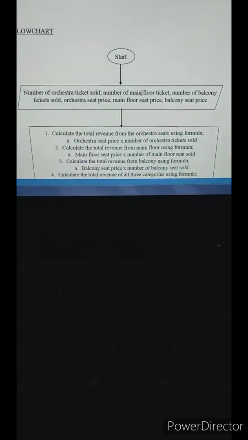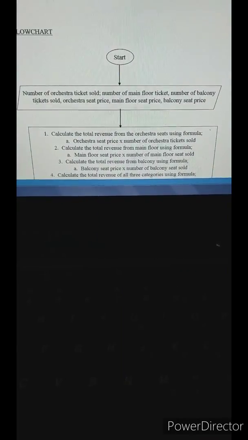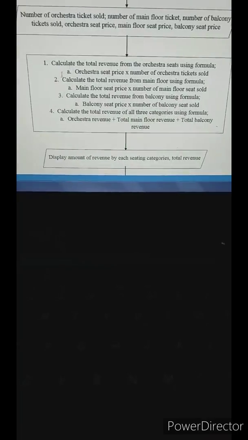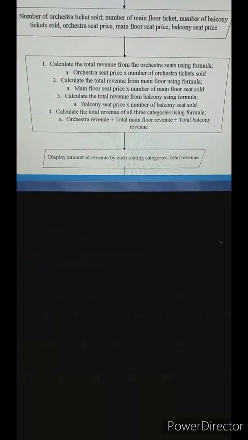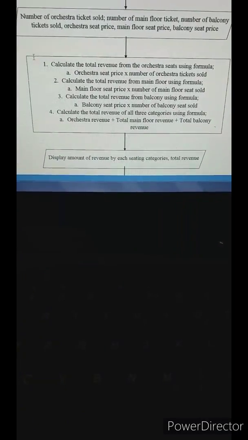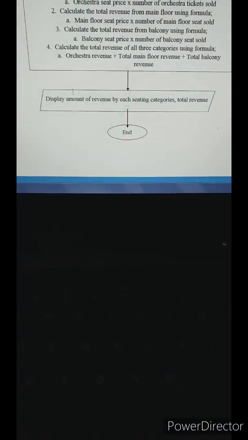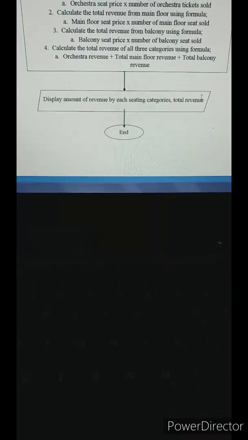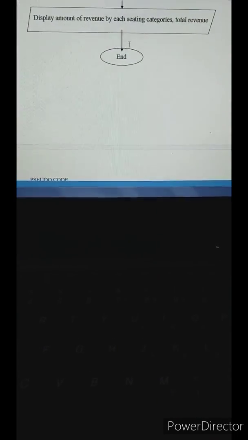The flowchart will be: start, and then the input will be the number of orchestra seat tickets sold, number of main floor tickets, number of balcony tickets sold, orchestra seat price, main floor seat price, balcony seat price. Then, as I said in the IPO, the process will be 4 different calculations, and the output will display the amount of revenue by each seating category and the total revenue. After the output, end.